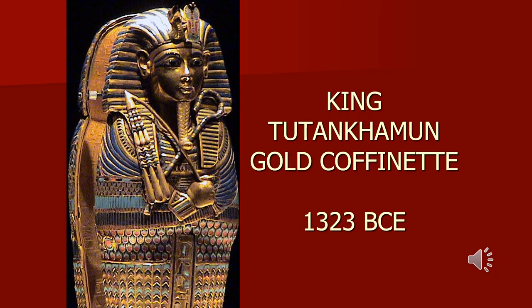These are some of the coffinettes that held Tut's organs, and you can see it's depicted with the pharaoh holding the crook and the flail, which are symbols of the authority of the pharaoh. The shepherd's crook, or the curved piece, stood for kingship, and the flail for the fertility of the land. So again, they were used as a symbol of the pharaoh's power.